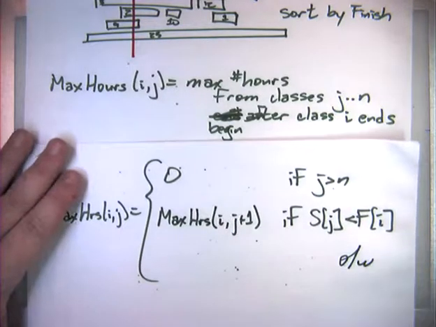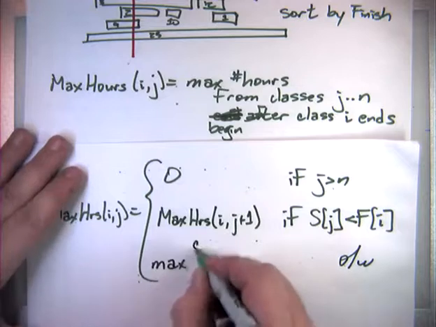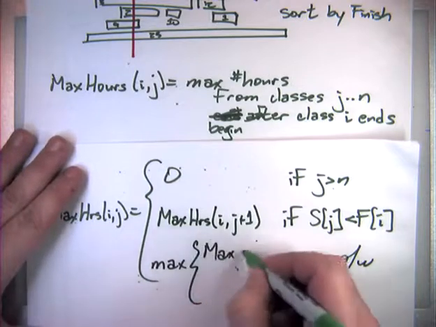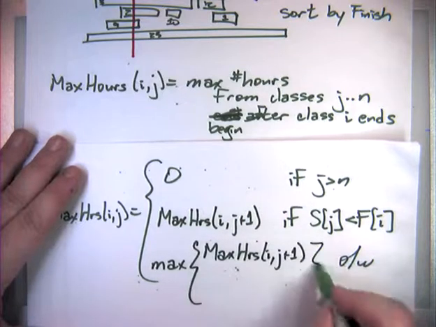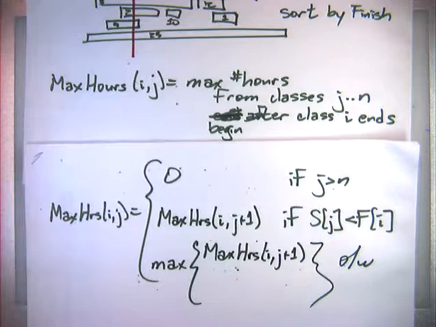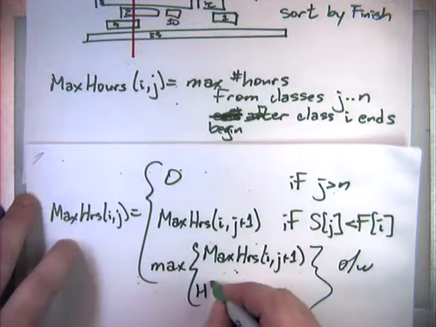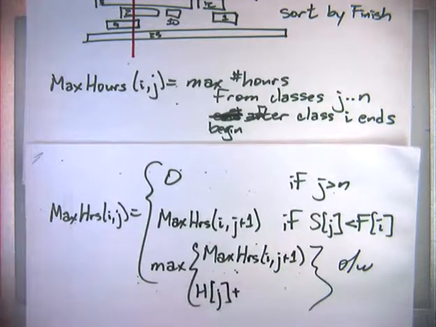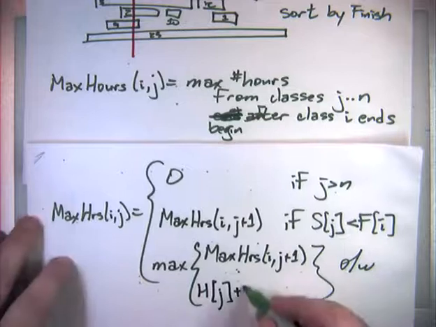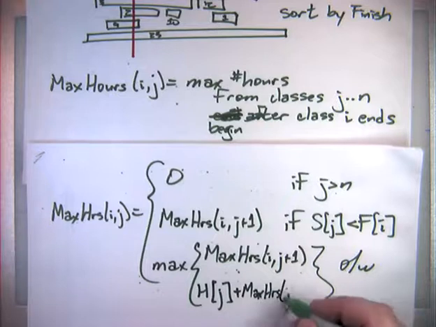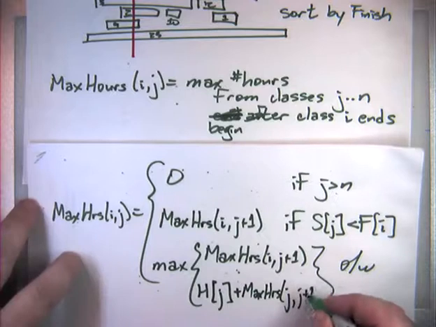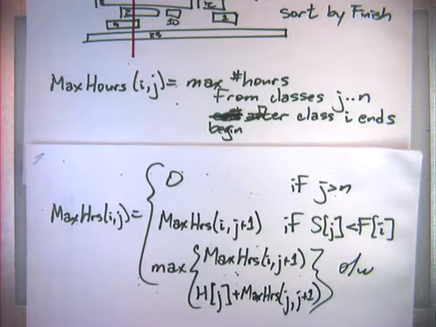Otherwise, there are two possibilities, and I want the larger of them. One is that I don't take class j. We've already seen what that expression looks like. The other is I do take class j. And if I do take class j, then I add some number of hours to my schedule, and then I recurse, but remembering that the most recent class I signed up for was class j, and then I need to think about the remaining classes starting at j plus 1.